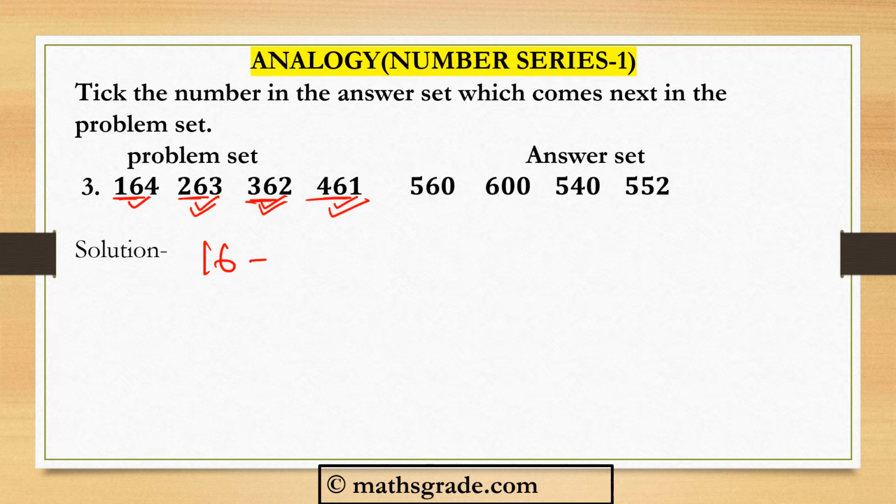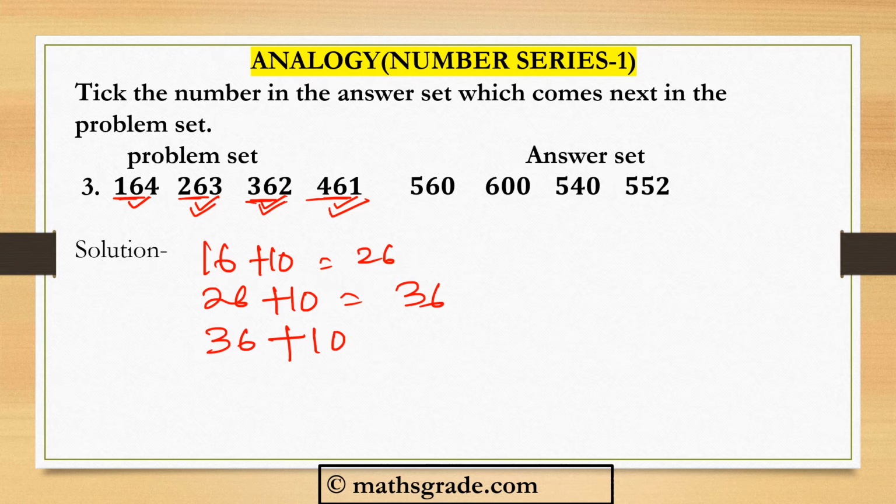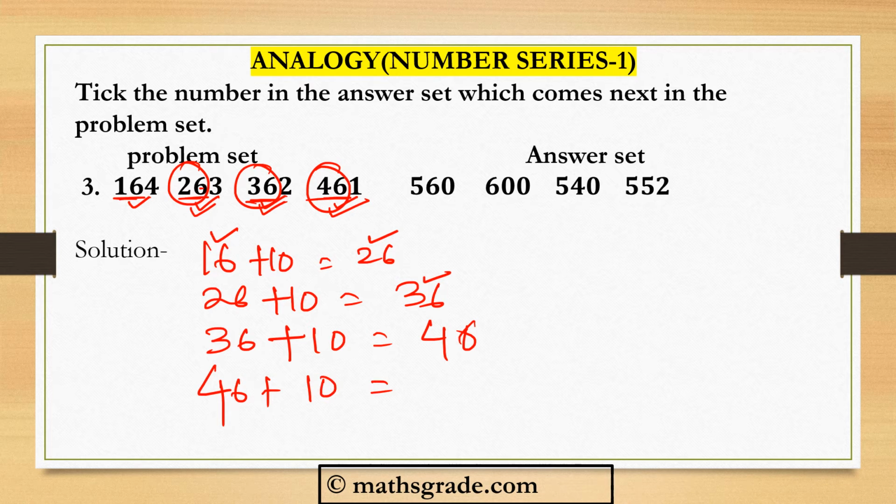From the first number we get the second number: 16 plus 10 is 26, 26 plus 10 is 36, 36 plus 10 is 46, and after 46, 46 plus 10 is 56. So this number will be 56.